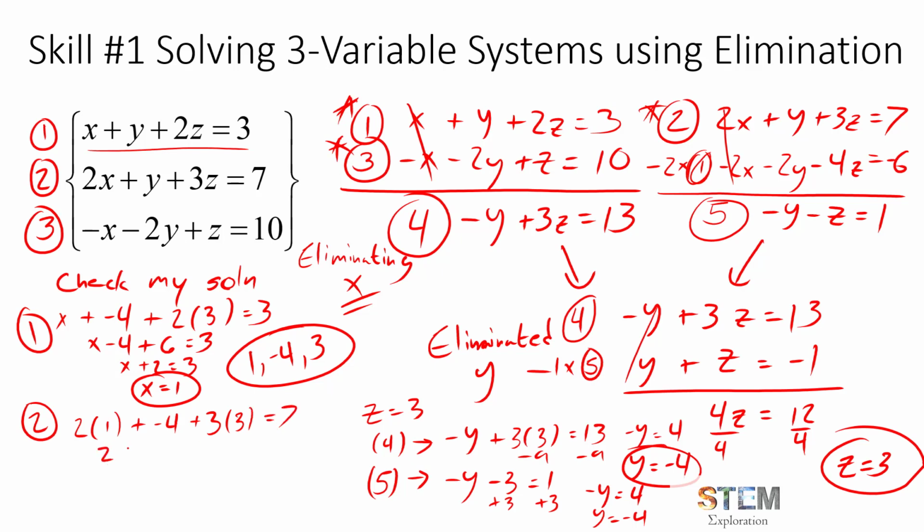So this will give us 2 plus -4 plus 9. All right, 9 minus 4 is 5, plus 2 is 7. Last time I checked, that's all good. So that solution works out.